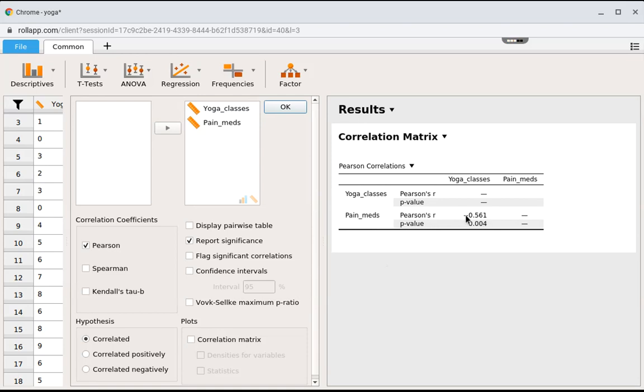We see it's a negative correlation. So this is our Pearson's correlation here, and this is the p-value. We see that it's a negative 0.561, and it is significant because we see that the p-value is less than 0.05. So you will be asked a series of questions about just this number. For example, is this number significant? And what is the nature of the relationship between yoga classes and pain meds?